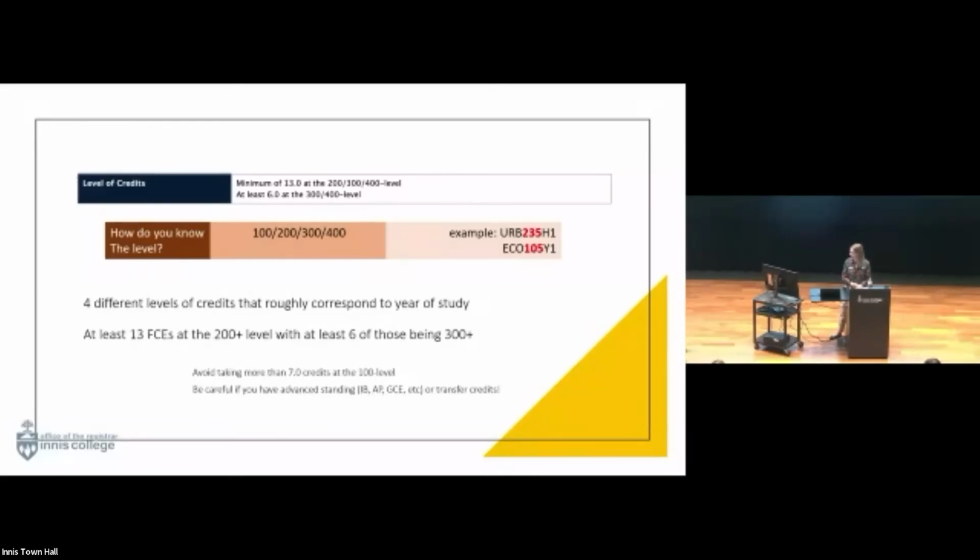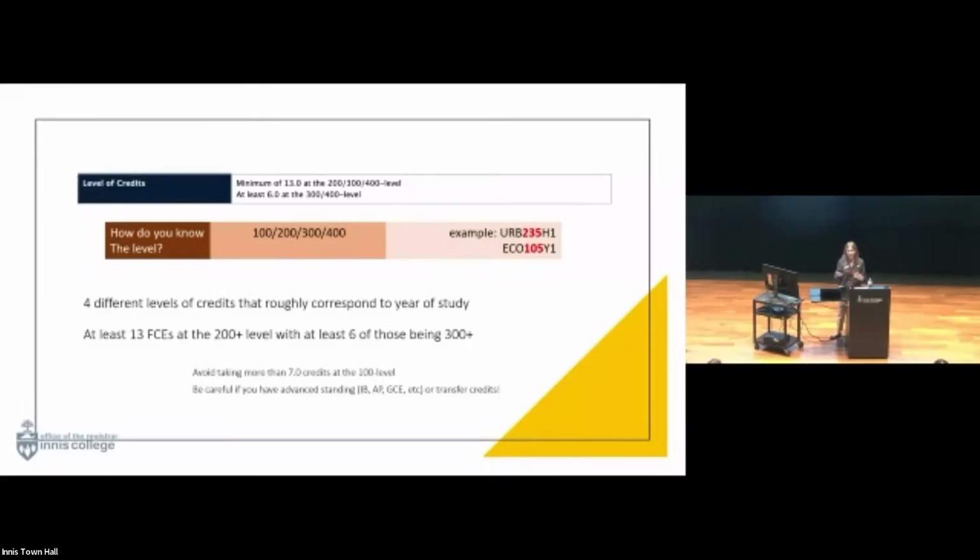Okay, so out of those 20 credits, we have 4 different levels of credits, 100, 200, 300, and 400 level credits, and they roughly correspond to your year of study. So 100 level credits, first year, 200, second year, and so on. Out of the 20 credits you need to earn to be eligible to graduate, you need to have at least 13 of those credits at the 200 level or higher. And of those 13, at least 6 need to be at the 300 level or higher.